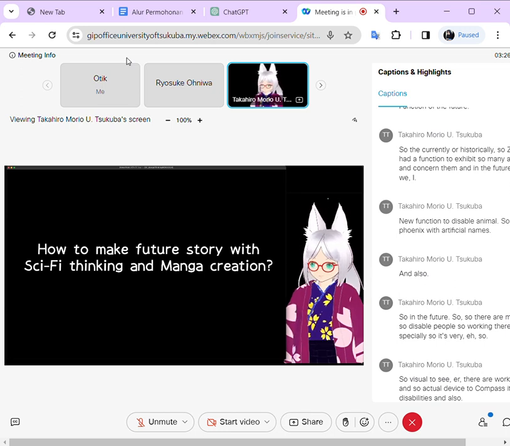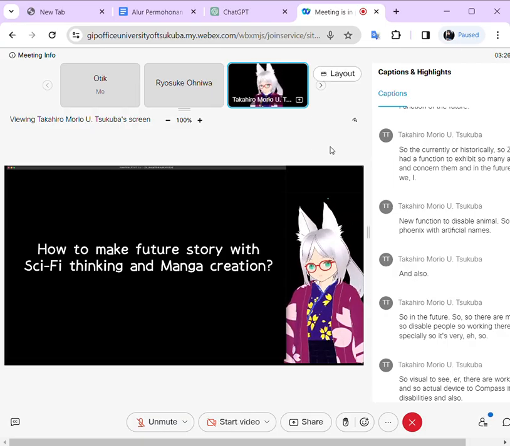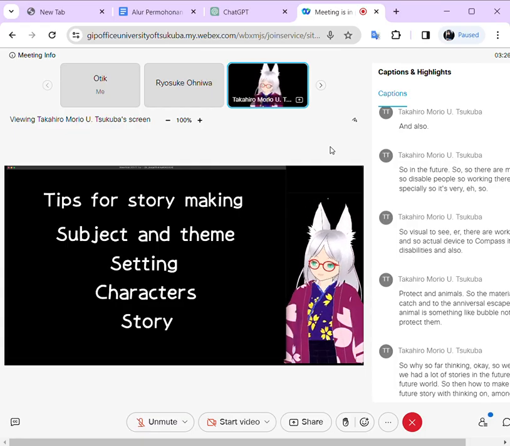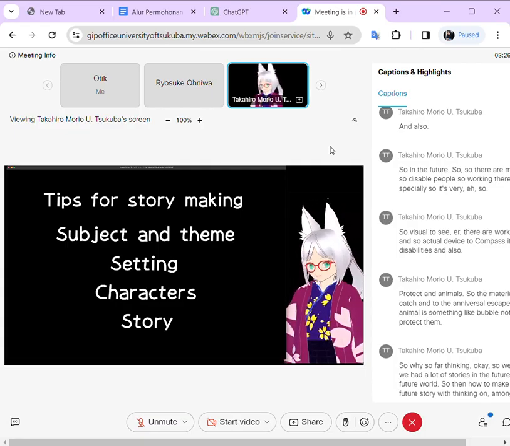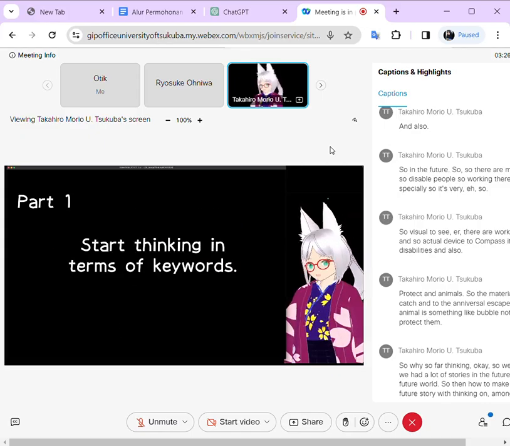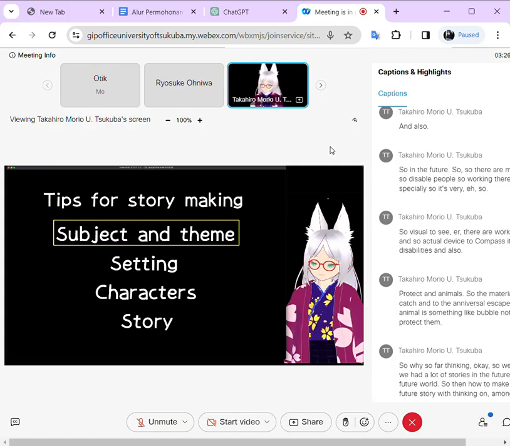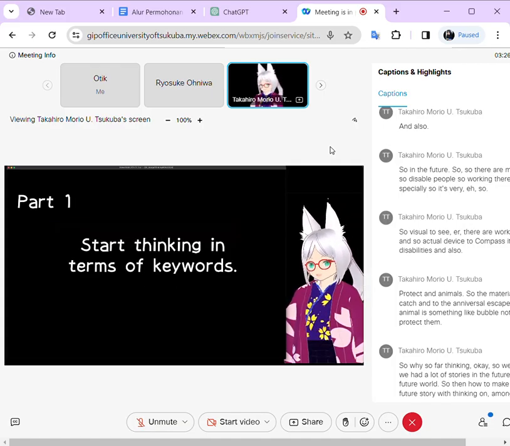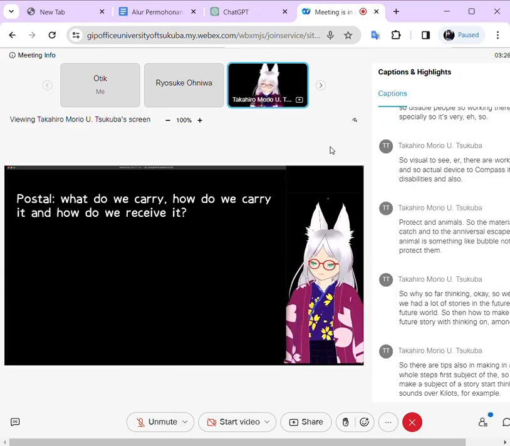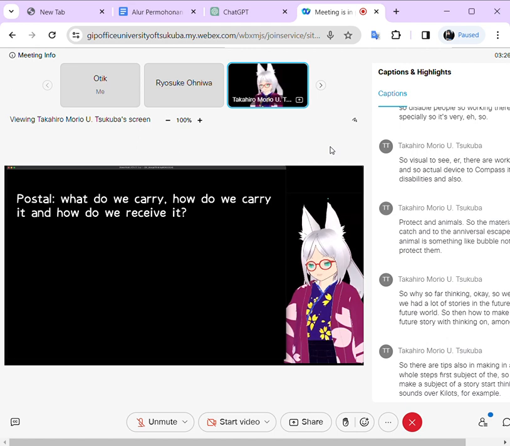So then, how to make the future story with sci-fi thinking and manga creation? There are tips for story making in 4 steps. First, subject and theme. Start to make a subject and theme of a story. Start thinking of some keywords. For example, let's take the postal service as a keyword.